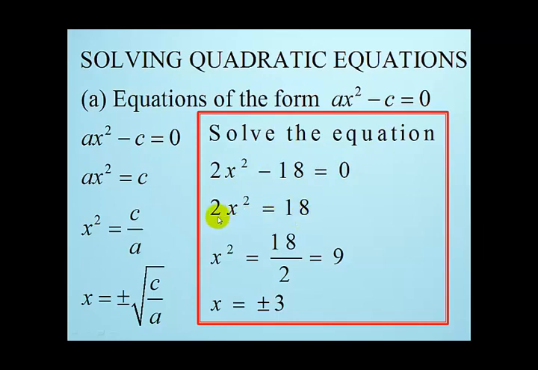When we divide 2x squared by 2, we are left with x squared. And this is equal to, when we divide 18 by 2, 9. So x squared is equal to 9.